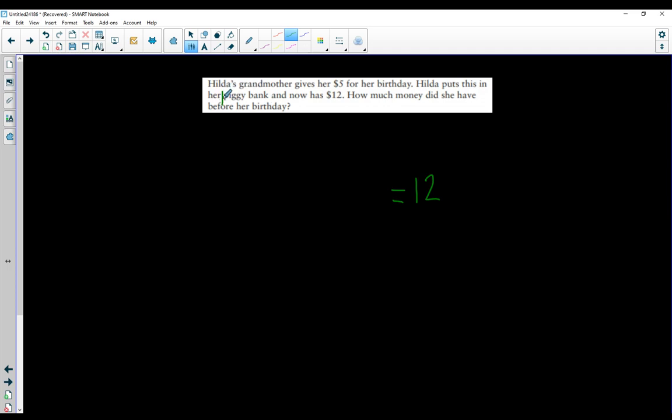Because it's the unknown, we don't know how much she actually started with in the piggy bank. So we'll go ahead and use a variable to represent what we don't know, the unknown. We'll use the letter P, just for fun, for piggy bank. And we know that she got $5. Someone gave it to her. So we're going to say that a gain, or someone gives you something, is an addition of $5.